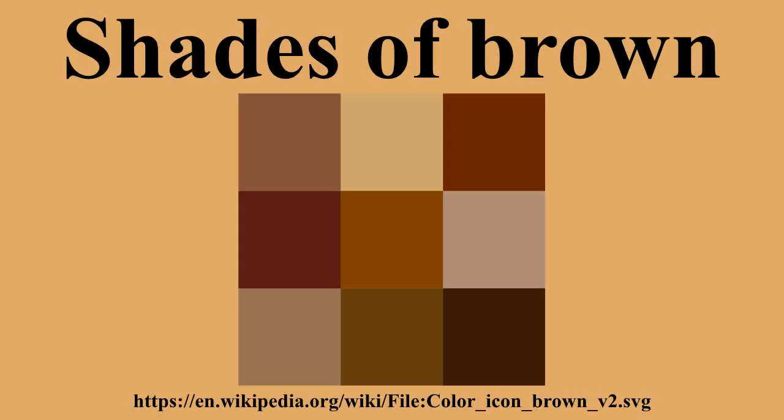In the RGB color model used to create all the colors on computer and television screens, brown is made by combining red and green light at different intensities.